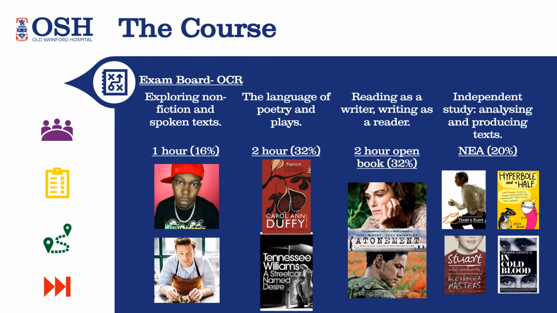The first is exploring non-fiction and spoken text, which is an hour exam and it's worth 16% of your overall A level. The second unit is the language of poetry and plays, and that's a 2-hour exam, that's worth 32%. Reading as a writer and writing as a reader is a 2-hour open book exam, and that's worth 32%. And you do an NEA, that stands for non-exam assessment, and that's an independent study analysing and producing texts and producing something creative from that, and that's worth 20% of your overall A level.